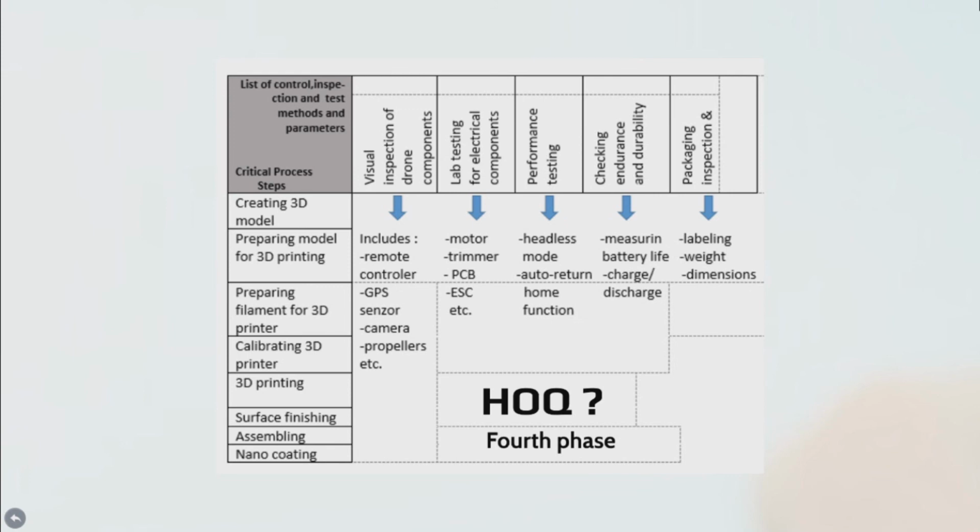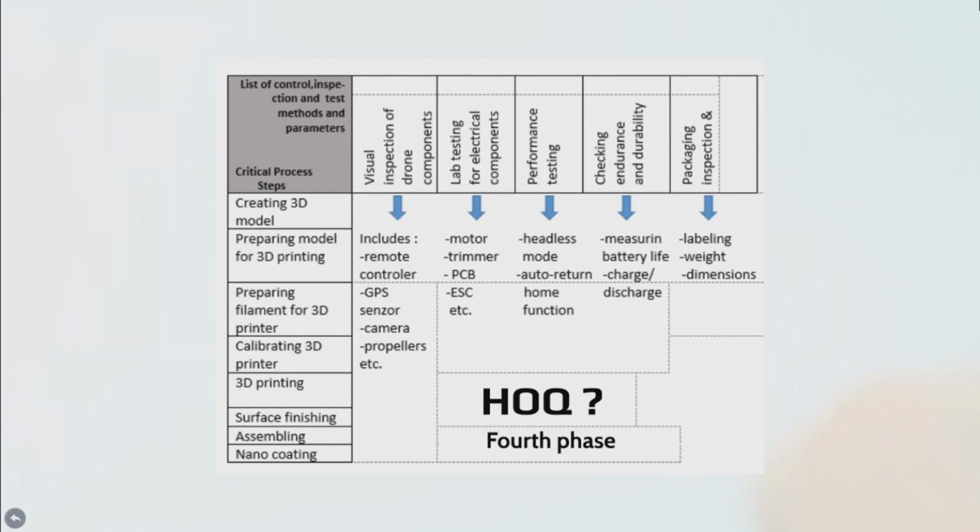Performance testing includes testing of headless mode and auto return home function. Then we have to check endurance and durability by measuring battery life and charge or discharge. And the last control process is packaging inspection and testing, where we verify requirements for packaging markings and labeling, weights and dimensions.